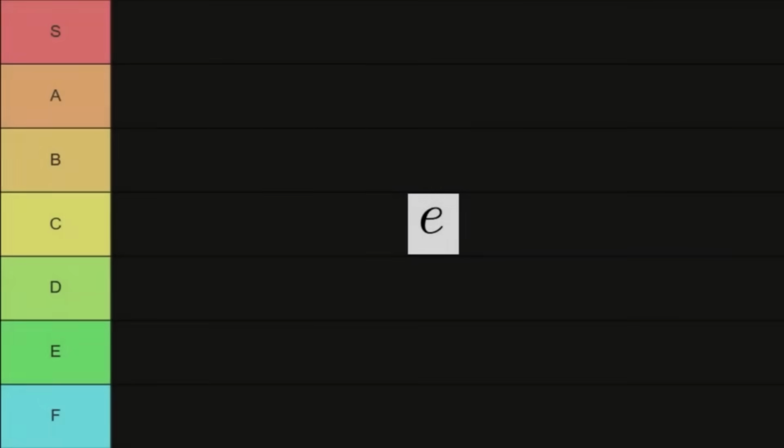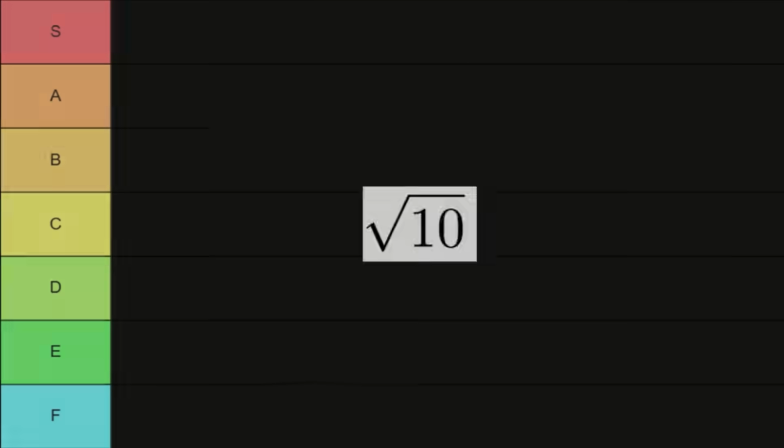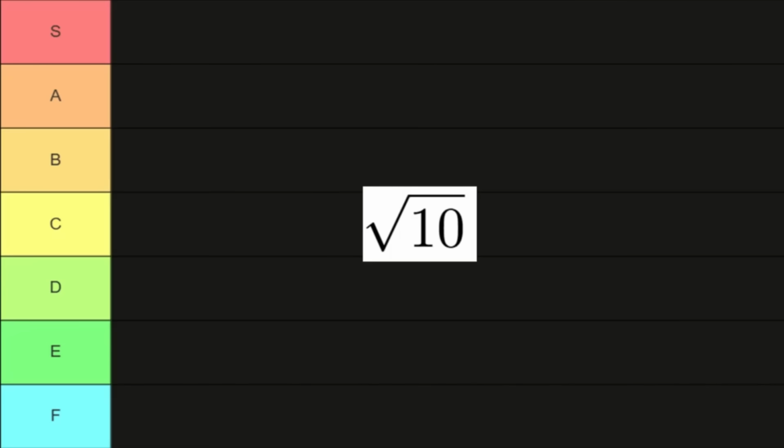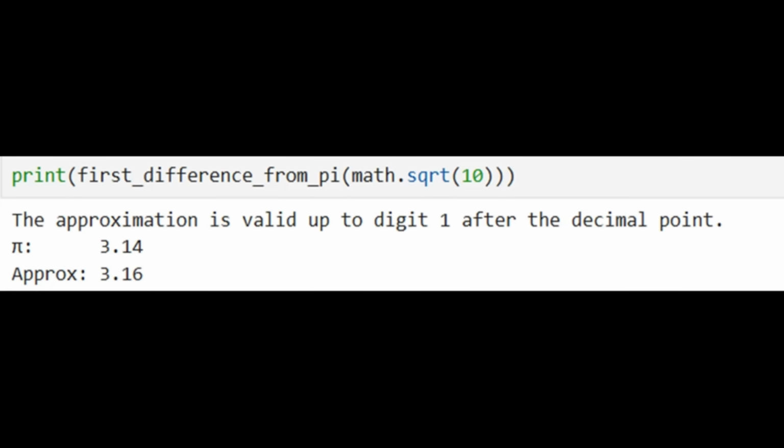It goes without saying that E is a very important number, but with a value of about 2.7, it's a terrible approximation of pi. F tier. The square root of 10 isn't quite as special as E, but it's a better approximation of pi. Better, but still not very impressive.